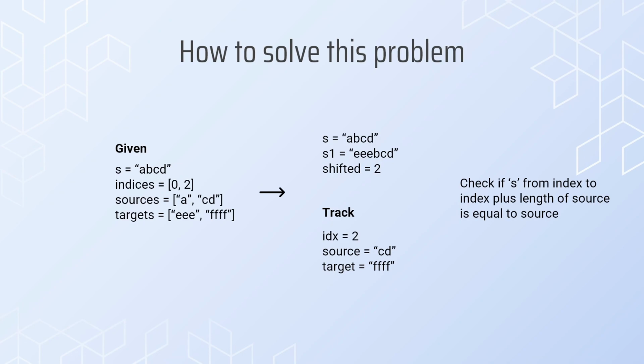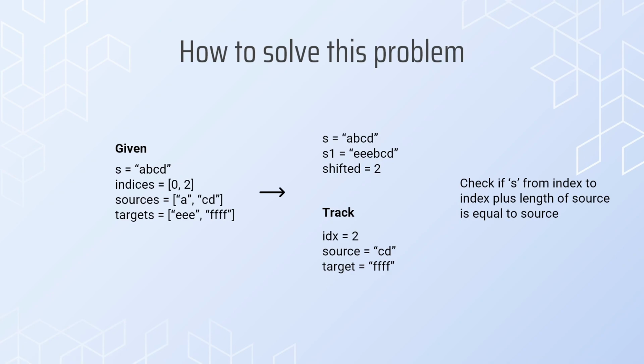Now for this iteration of our loop, we need to again do the same thing we did before, where we check if in string s from the index to the index plus the length of the source is equal to the source. So in this case, it would be from index 2 until 2 plus the length of this, which is 2, so 4. So on string s, from 2, which is right here, until 4, not including 4, is C and D. So we compare C and D with the source C and D, and they're both equal. So we can go inside this if statement.